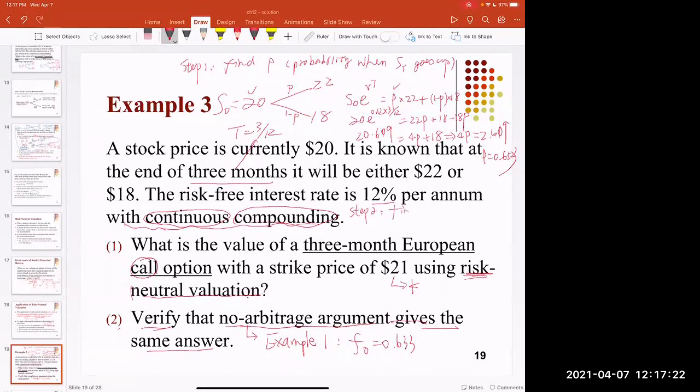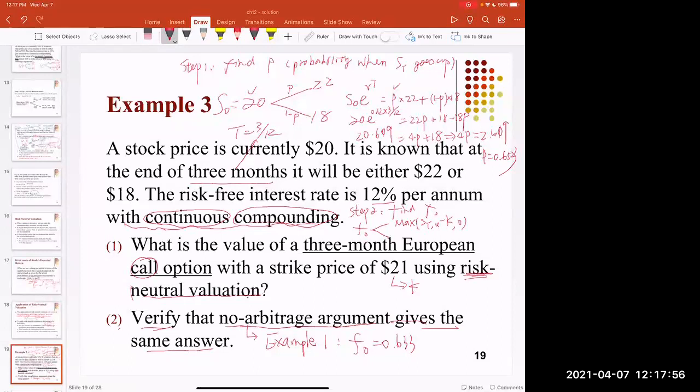Step two, we're going to find the option price. And we need the information from the first step, which is the probability. Now we can draw the binomial tree for the option. So today's option price, this is what we are looking for. And when the stock price goes up, because this is a call, the expected value for the option we calculate by ST minus K and 0.